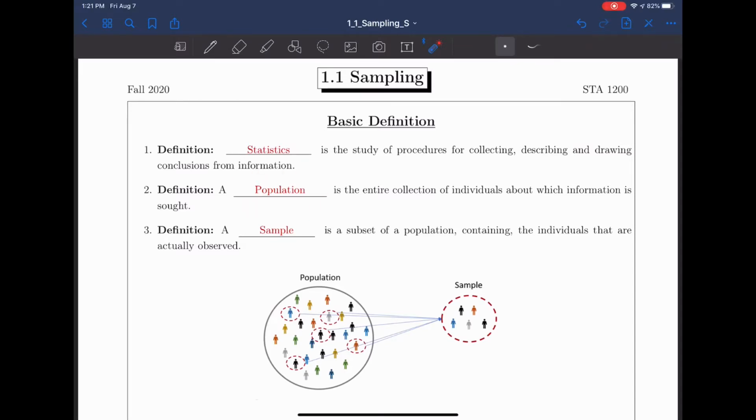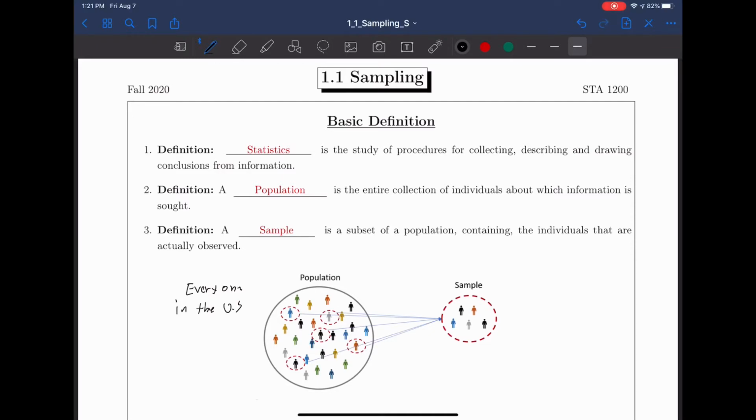A population is an entire collection of individuals that we want to get some information from, and a sample is basically just a subset of a population. Here is a little image that might help you remember the definition. A population is pretty big. Let's say this is everyone in the US.